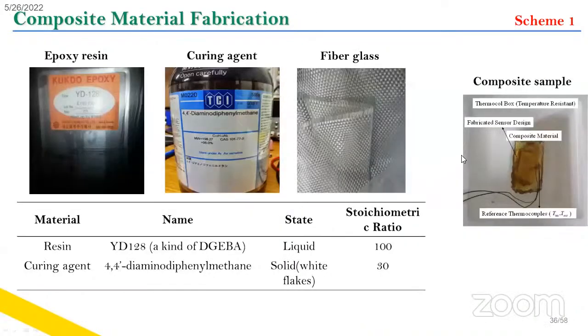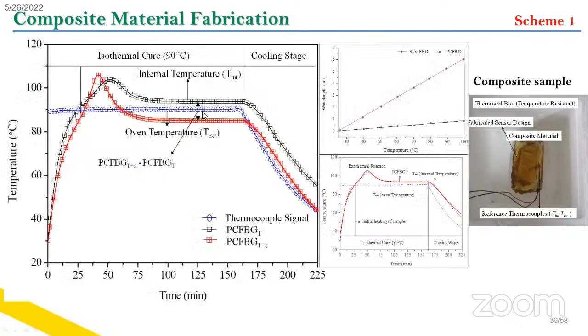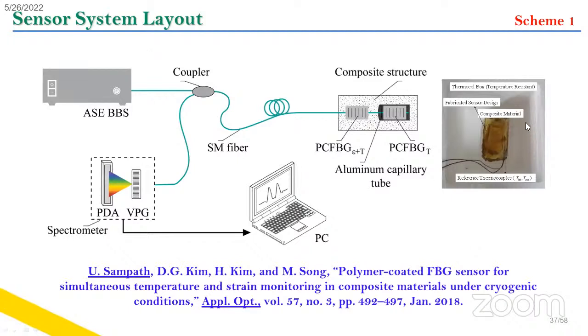So we use the fiber optic sensor for monitoring the temperature as well as the strain of the composite material. Here you can see the composite material, fiberglass, and the materials we use, epoxy resin and curing agent. So these are the materials we use and their ratios, how they are made. This is the composite material we made, and we fabricated our sensor inside this material. So this is the experimental result of the curing process. I'll skip this one.